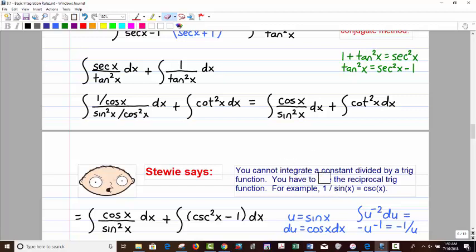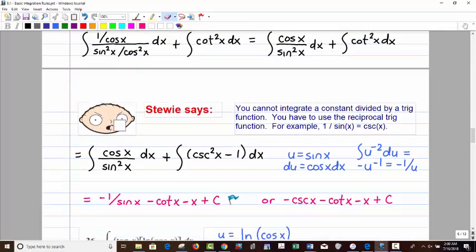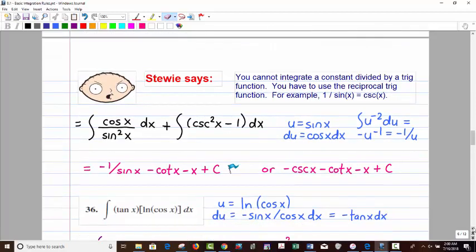If it was cosine over sine, it would be natural log because the du would be in the numerator. But you just automatically convert those to their reciprocal function. So 1 over sine, you would then convert to cosecant, and then worry about how you integrate cosecant. But you never integrate a number over a trig function. So as you can tell, Stewie looks pretty serious about that. I would listen to what he says.